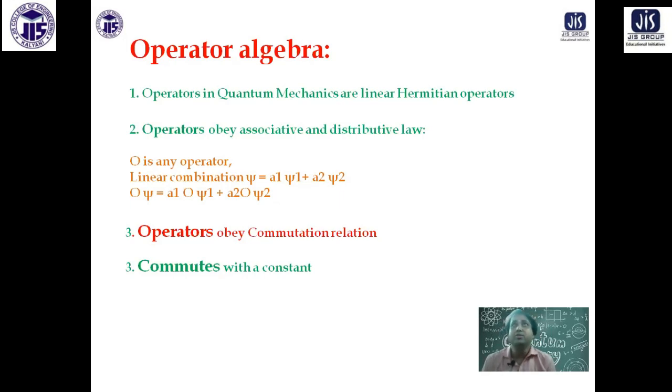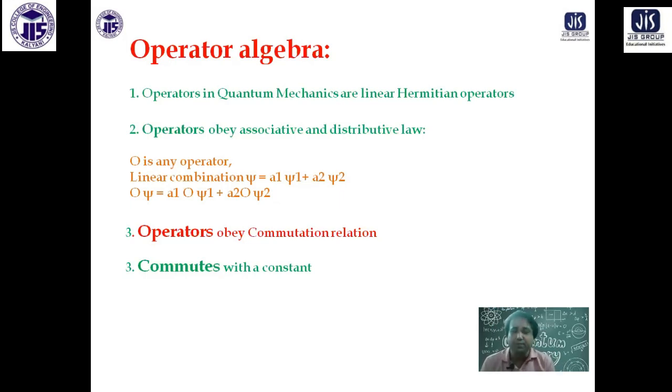What are those algebraic relationships? I presented them here on the screen. Any operator in quantum mechanics has to be a linear operator. Linear means, I have given an example: an operator O is acting on psi, and psi is a linear combination of two functions, psi1 and psi2. So it is acting separately on psi1 and psi2, and the power of O is 1. Okay, so it's a linear operation.